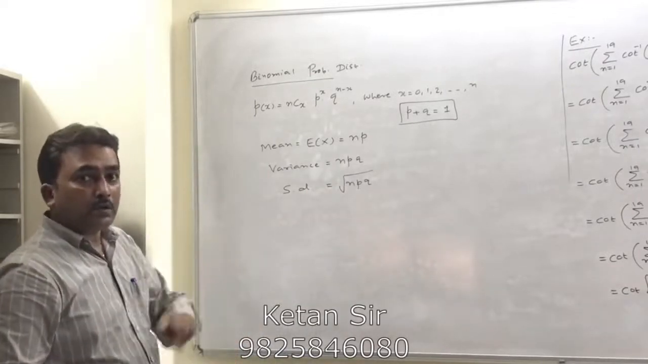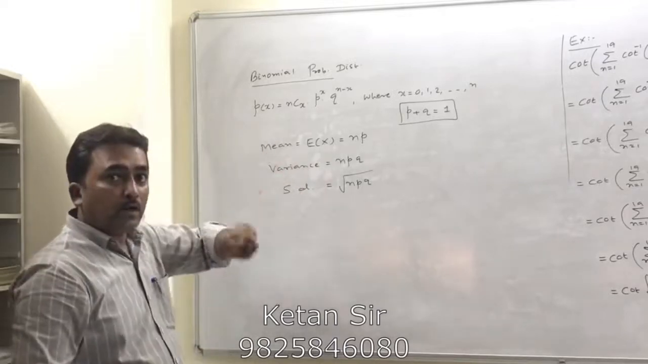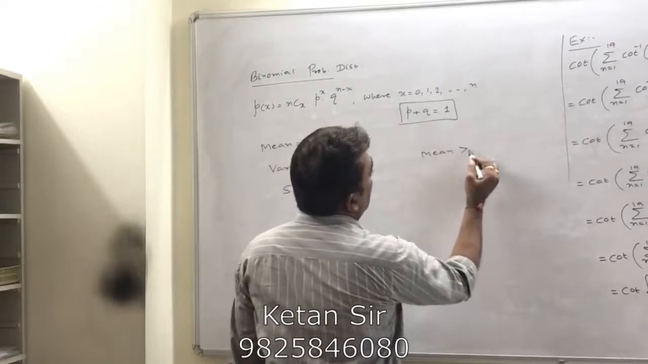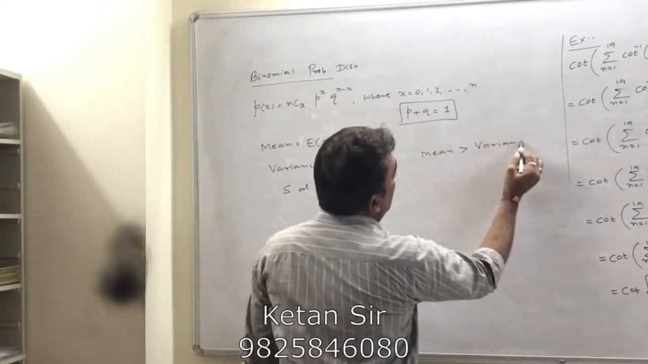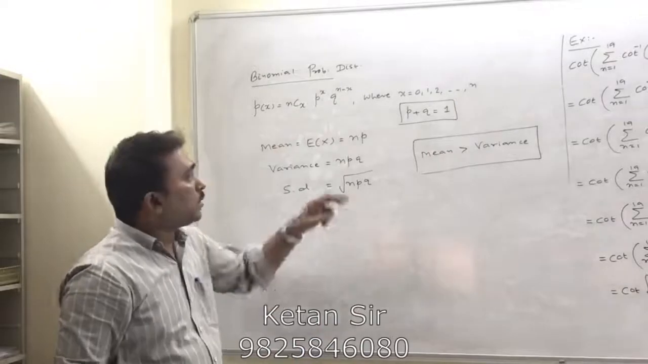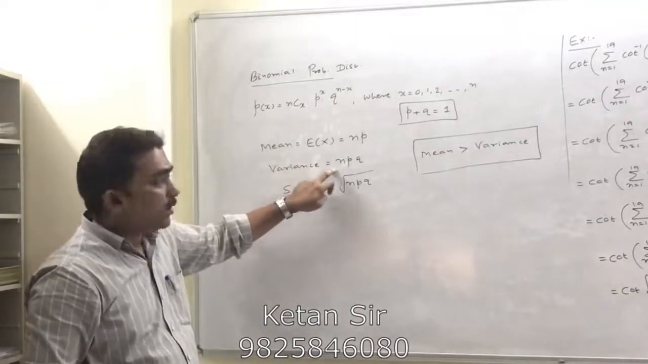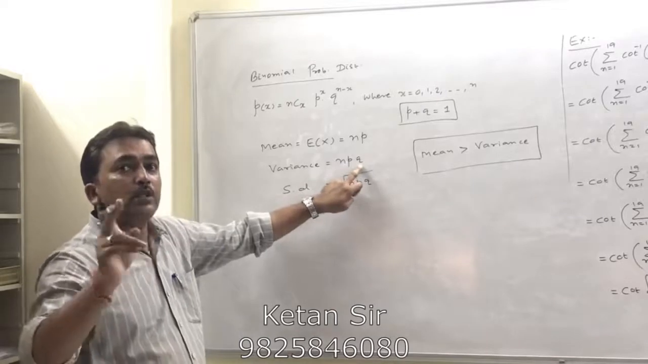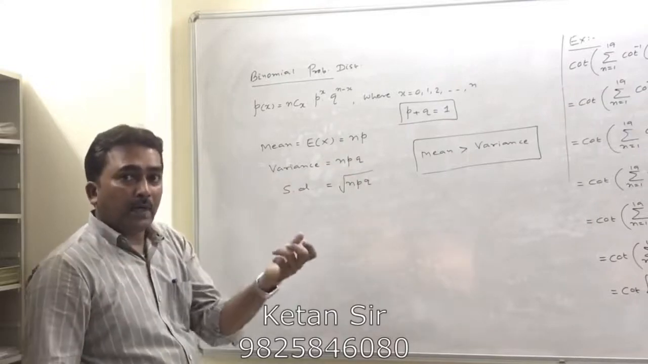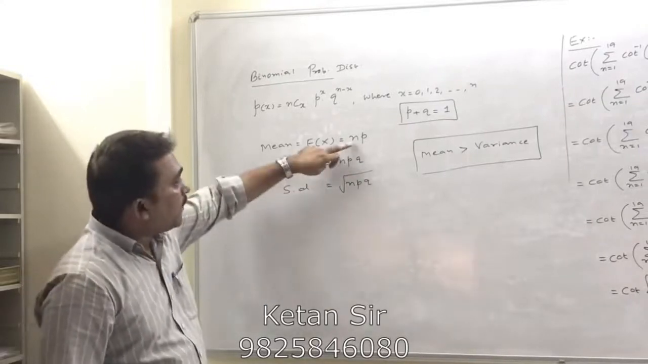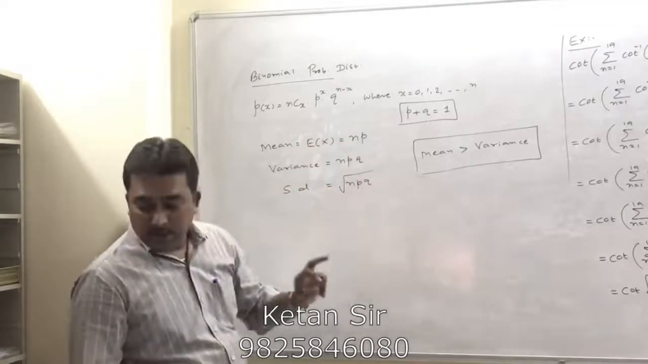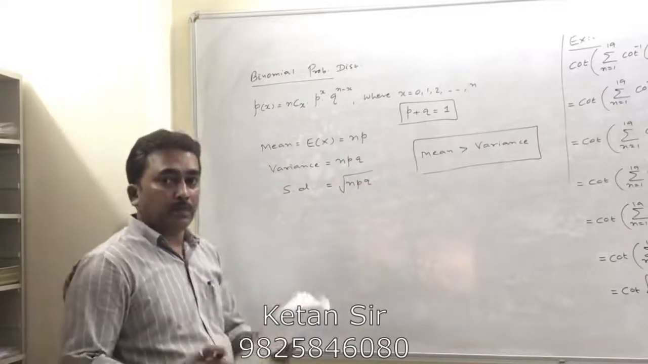And you are able to understand that for binomial probability distribution, mean is always greater than variance, because q always lies between 0 and 1. Q is the probability for the failure, and the probability of any event always lies between 0 and 1. Therefore, this np is definitely greater than npq, and therefore mean is always greater than variance. You have to remember this part.